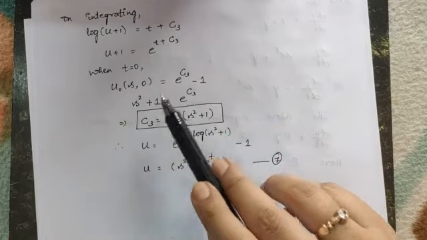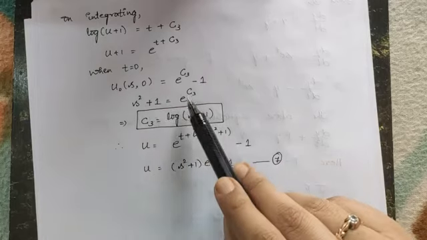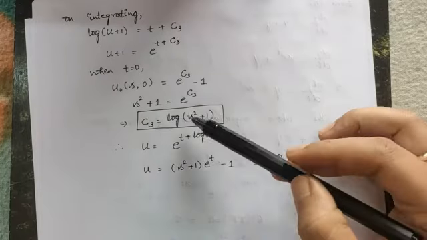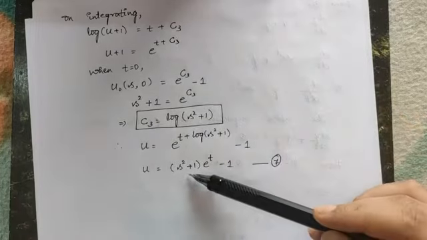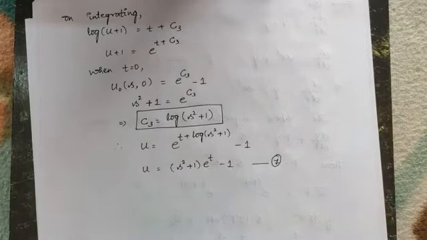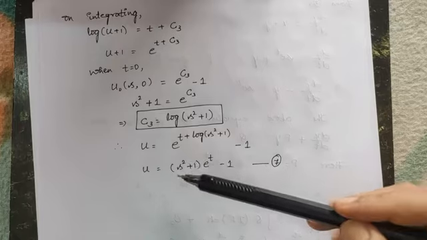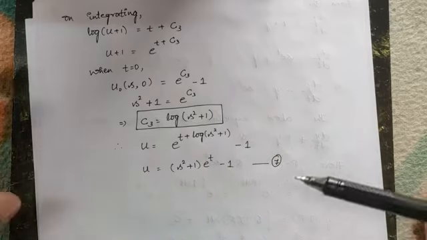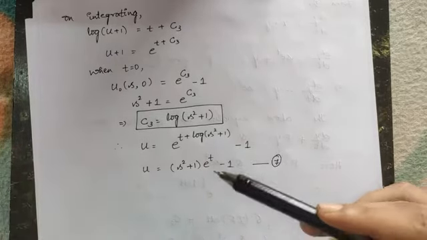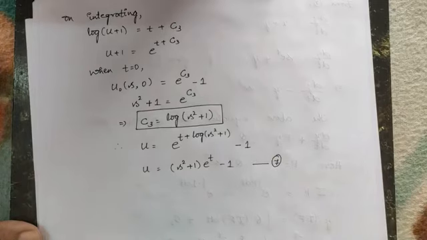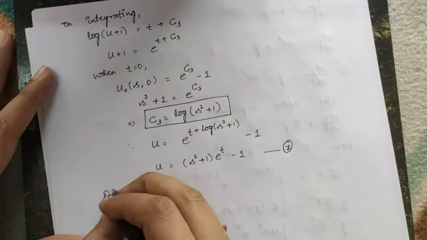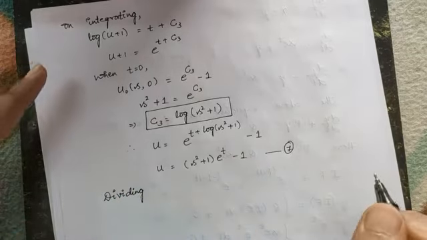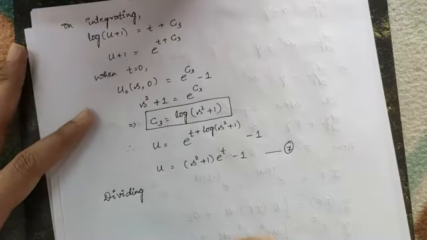Again I have shifted this -1 to here itself. s square plus 1 is equal to e power c3. So the c3 value becomes log of s square plus 1. Just substitute this value here. You will get u is equal to s square plus 1 into e power t minus 1. So my next task is I have to eliminate s and t in this equation, right? So in order to eliminate s and t, first I will divide equation 5 by equation 6. You can choose any other method in order to eliminate s and t. This is the easiest way, that's why I'm trying to solve in this way itself.